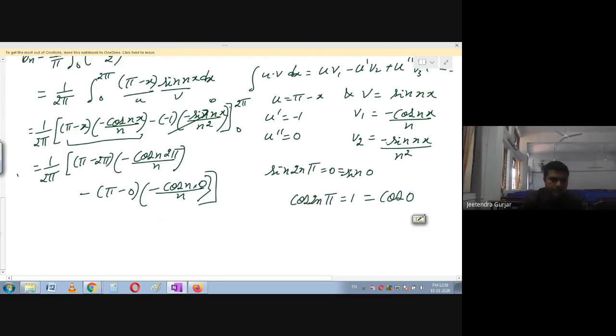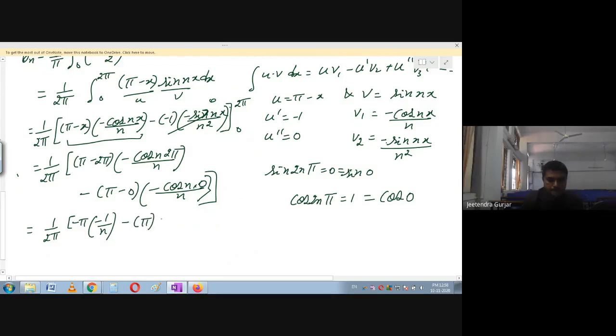Now I will simplify this value, students. Keep 1 upon 2 pi as it is. If you take pi minus 2 pi, it is minus pi, and minus cos n 2 pi is 1, therefore minus 1 upon n remains. Please check once again. Minus 1 upon n is going to remain. Further, if you simplify, I'm going to get here pi.